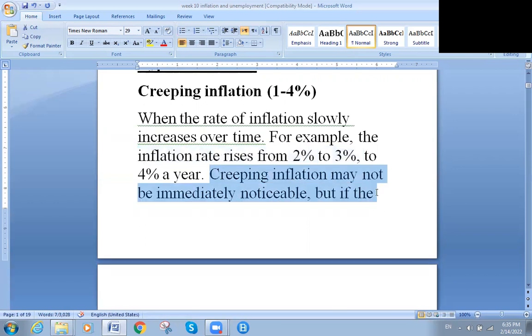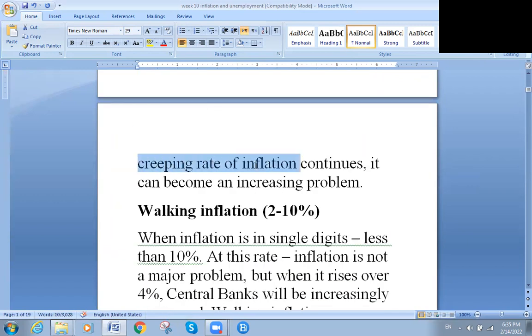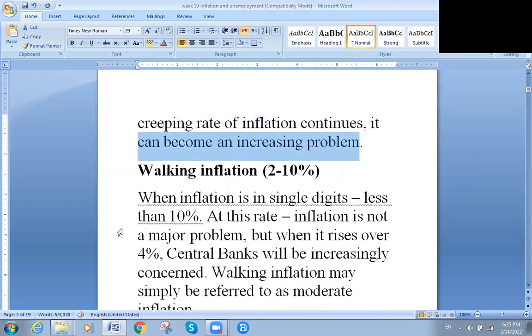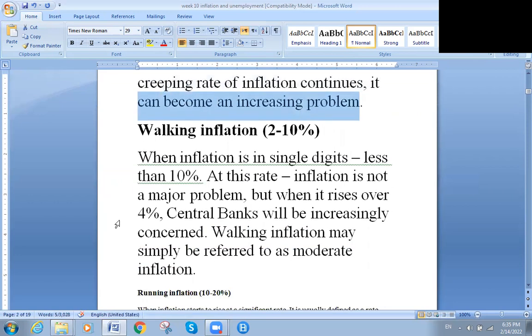Creeping inflation may not be immediately noticeable, but if the creeping rate of inflation continues, it can become an increasing problem and you would be noticing it. But it goes very, very slowly, this type of inflation.